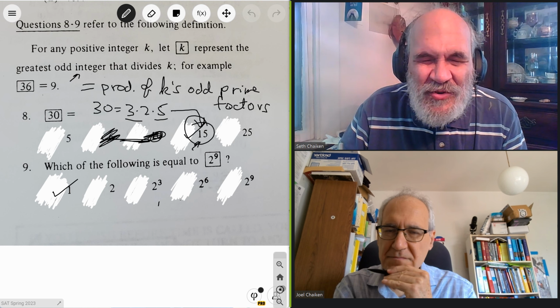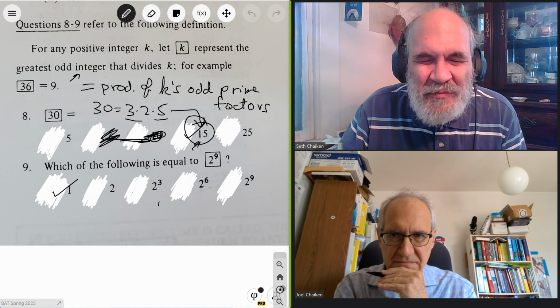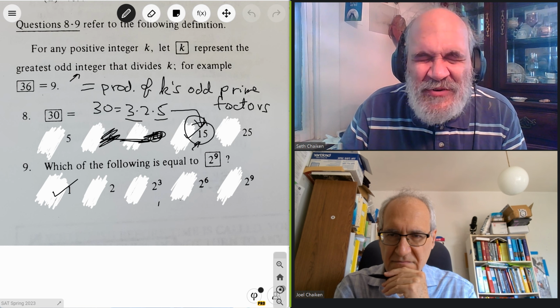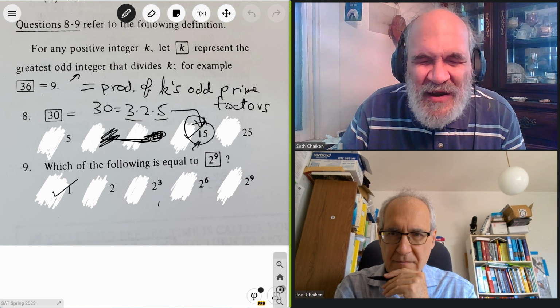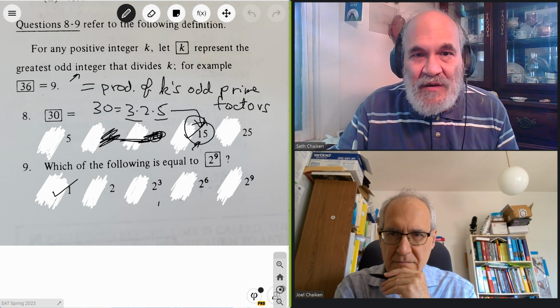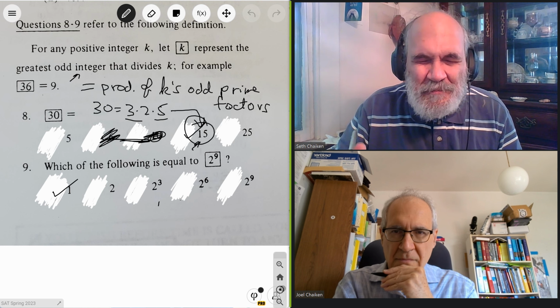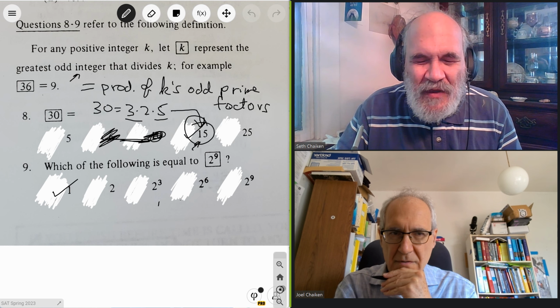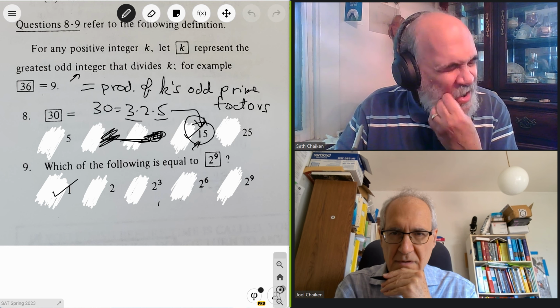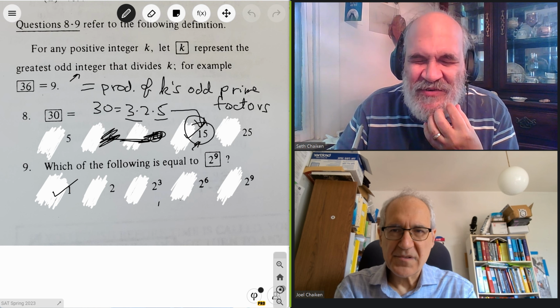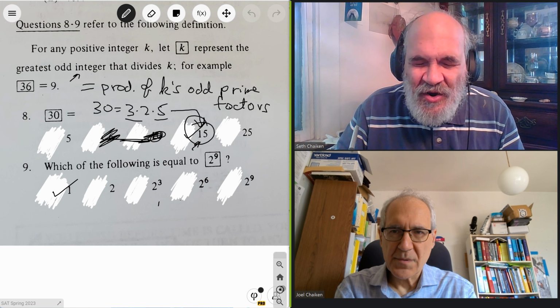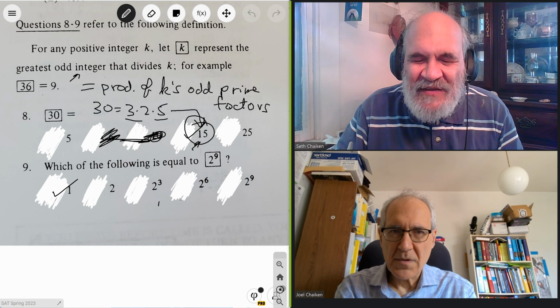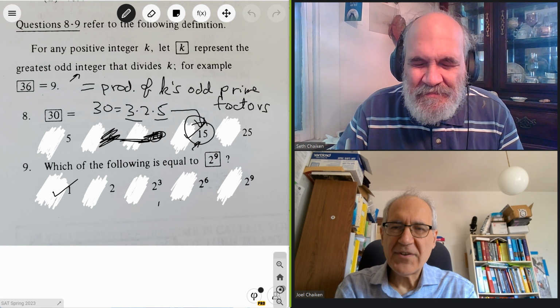to use the principle of prime factorization. Every number has a unique prime factorization. And then the largest odd divisor is the product of all of the odd primes. Oh, I never thought about that.